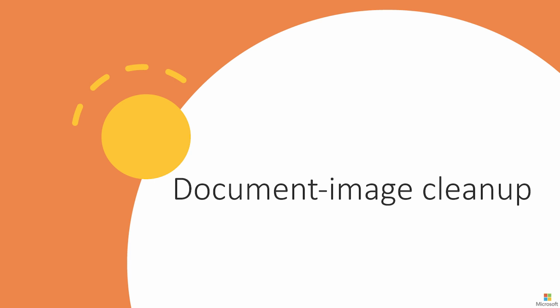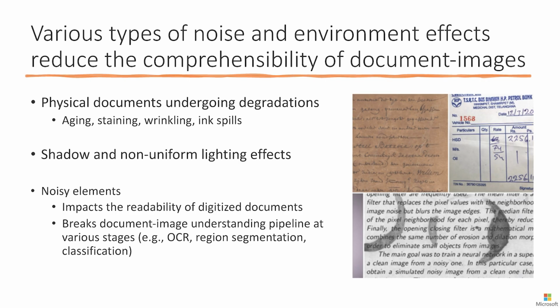Now coming to document image cleanup. So this is the third part. First was classifier, then the quad got detected, then the image is now cleaned up, right? So this again is important because real world documents themselves get spoiled maybe due to aging or stains or ink spills, right? So when we capture them, those noise gets automatically integrated into the document image. And even if the document does not have any such artifacts, there could be shadow or non-uniform lighting effects, right?